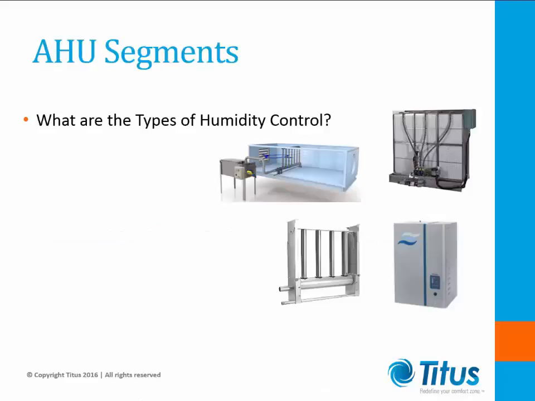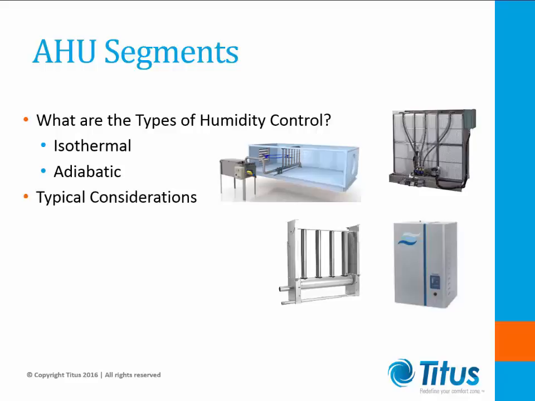What are the types of humidity control? Isothermal systems use heat from an external source to create humidity. Electricity, natural gas, hot water, and boiler steam are used to boil the water to create steam. Adiabatic systems use heat from the surrounding air to change water into vapor for humidification. Since we've identified a couple types of humidity control, we can now look at considerations in optimizing our selections.